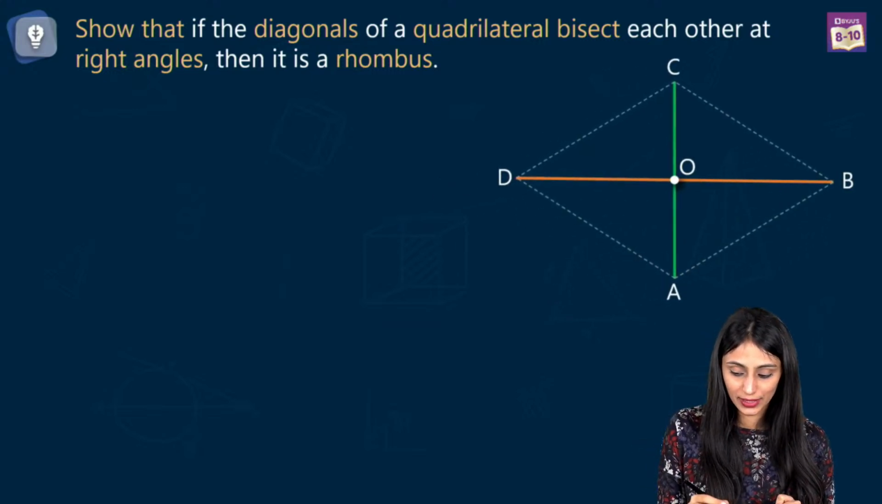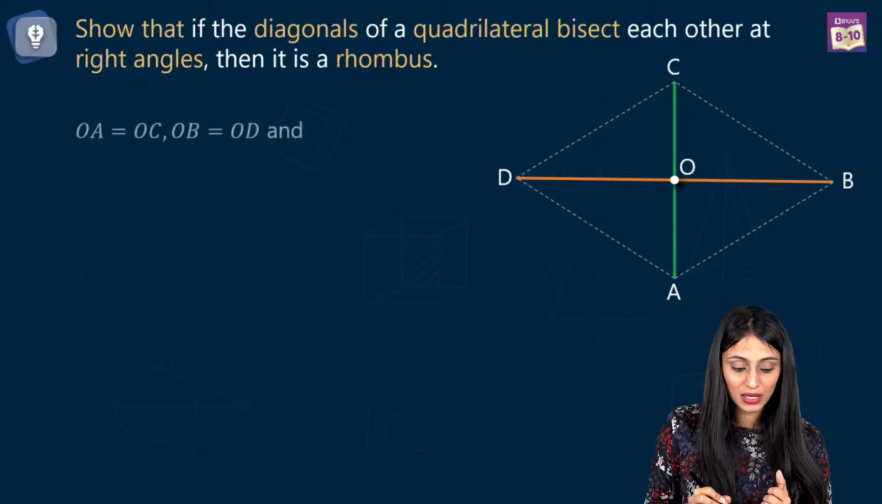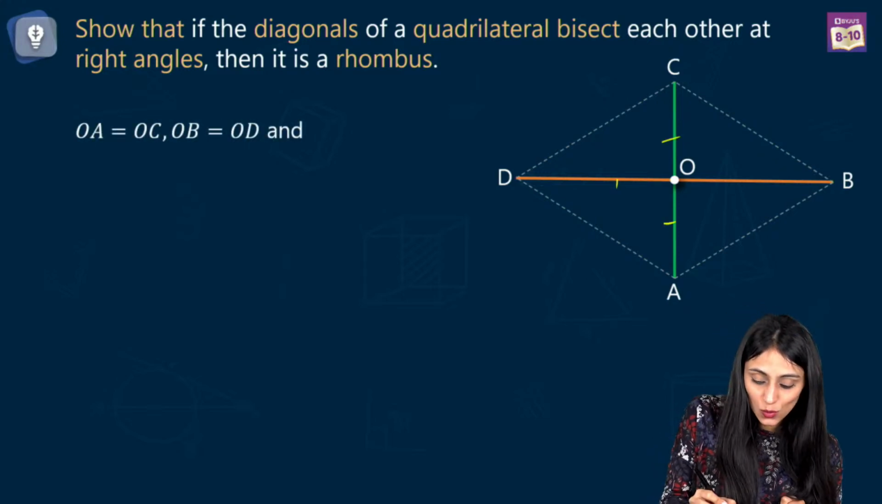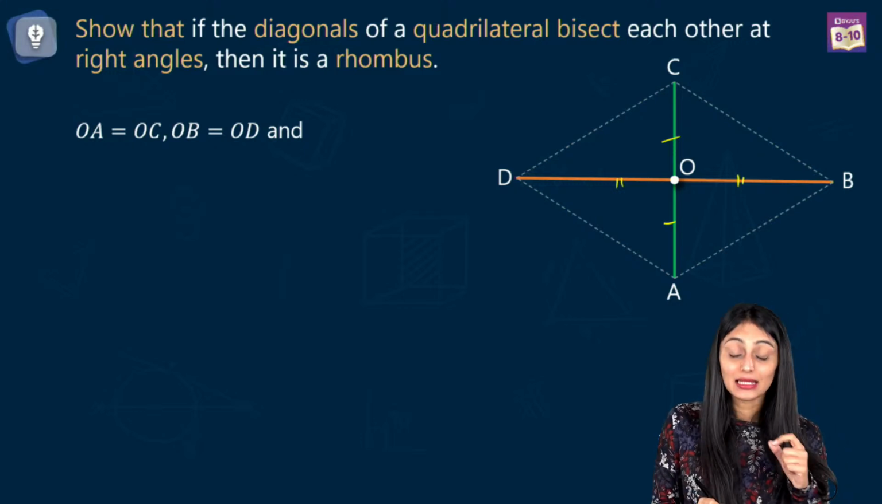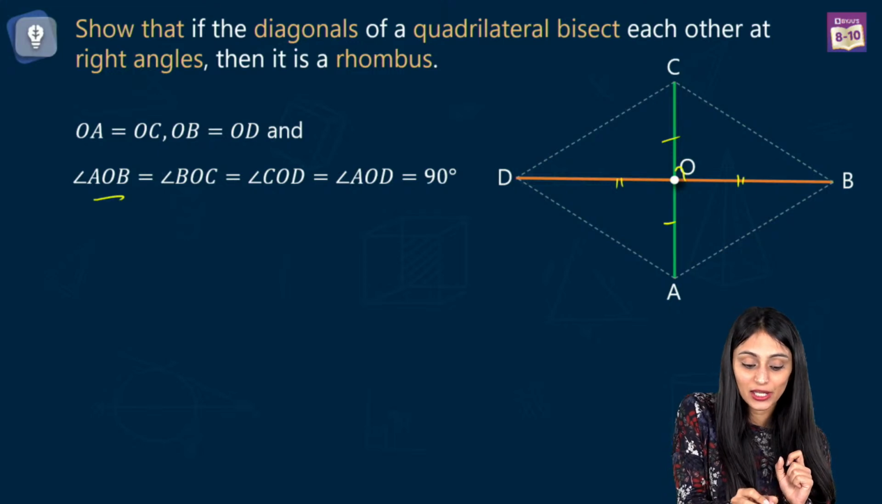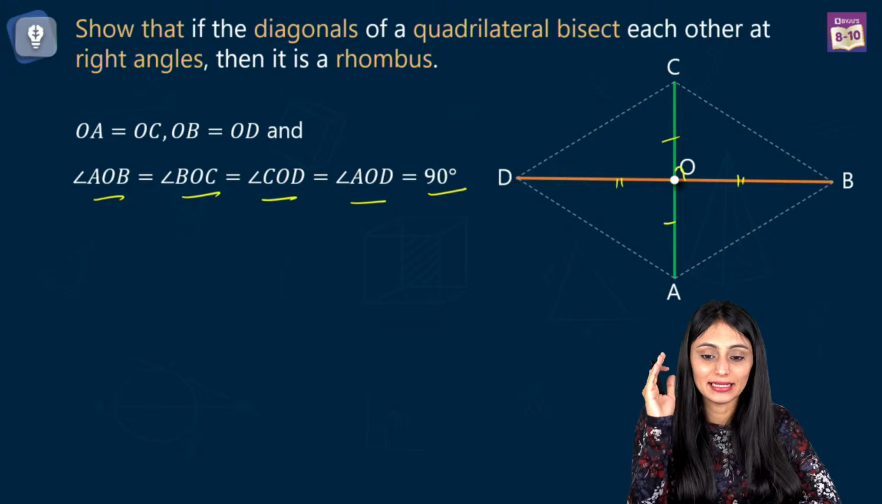So what I'll do here is, since AC and BD are the perpendicular bisectors, this implies that OA and OC will be equal, and OB and OD will also be equal. These are perpendicular bisectors, so all these angles here, angle AOB, angle BOC, angle COD, angle AOD, will all be 90 degrees.